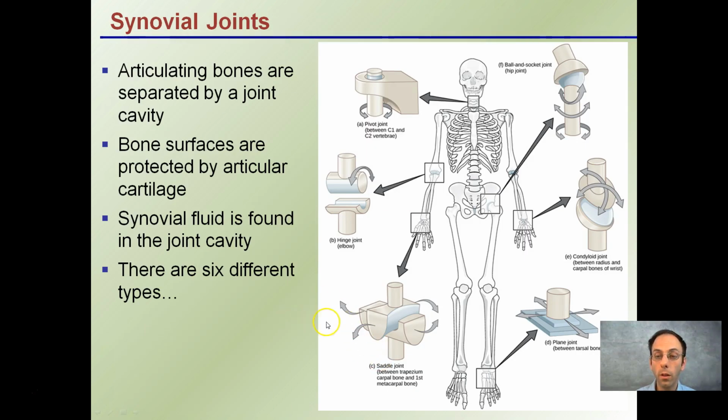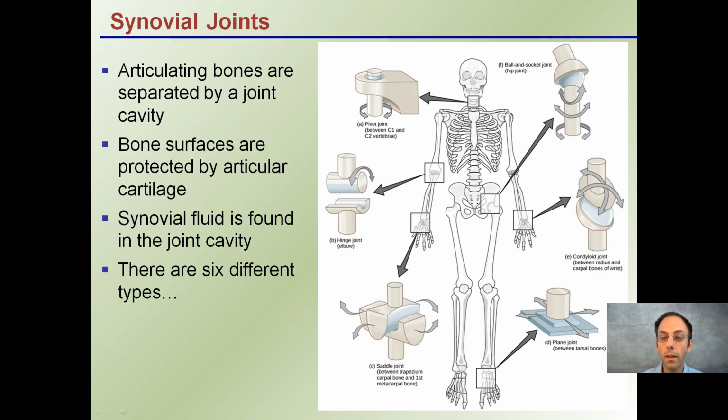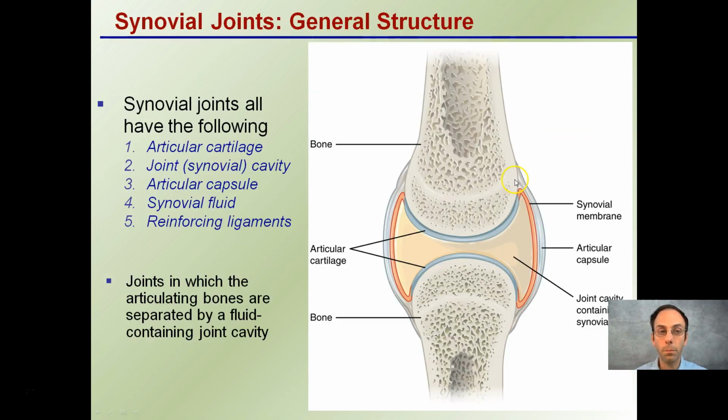Our synovial joints, as I said, are probably the ones we may consider most as joints, and the articulating bones are separated by a joint cavity. Bone surfaces are protected by articular cartilage, and synovial fluid is found in the joint cavity. There are 6 main different types all present here. What I like about this picture is not only does it show you all the joints, it also shows where you can find those on the body. I'm going to present these 3 at a time.